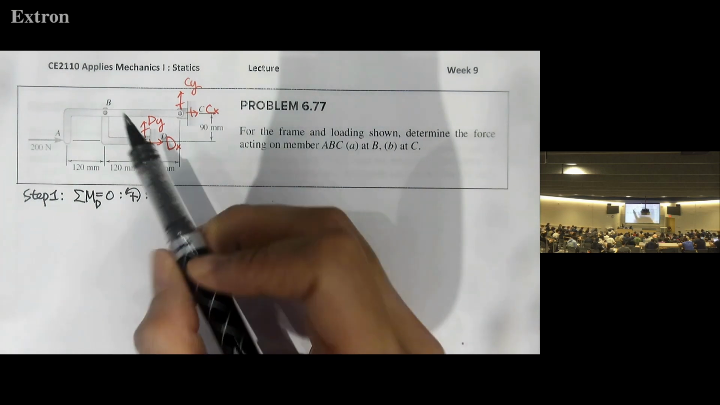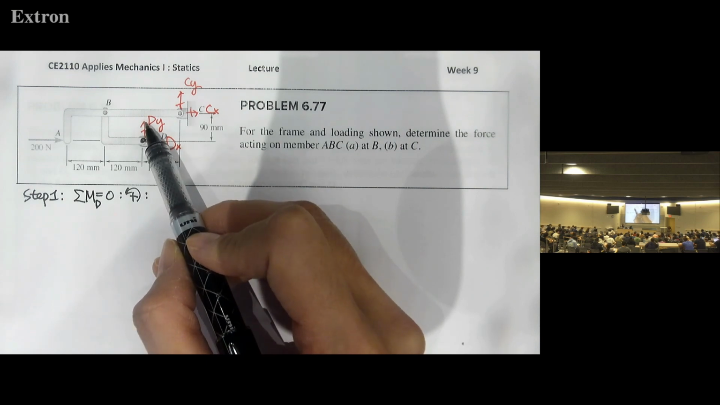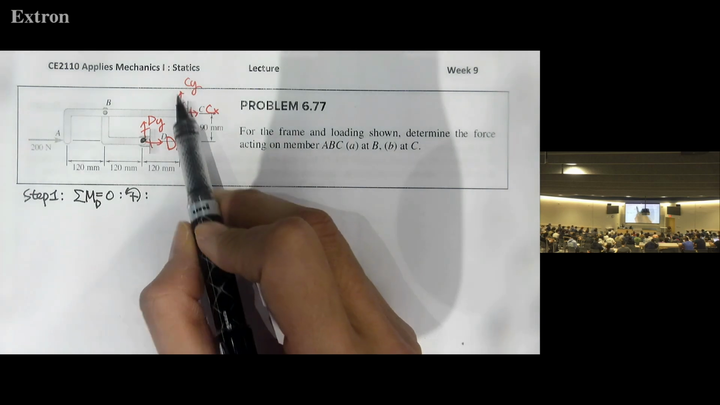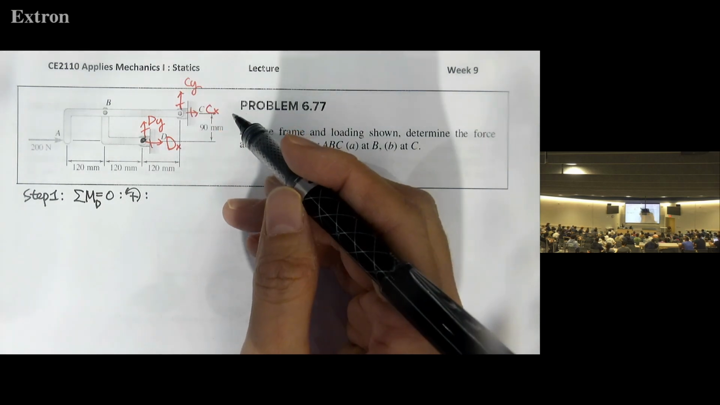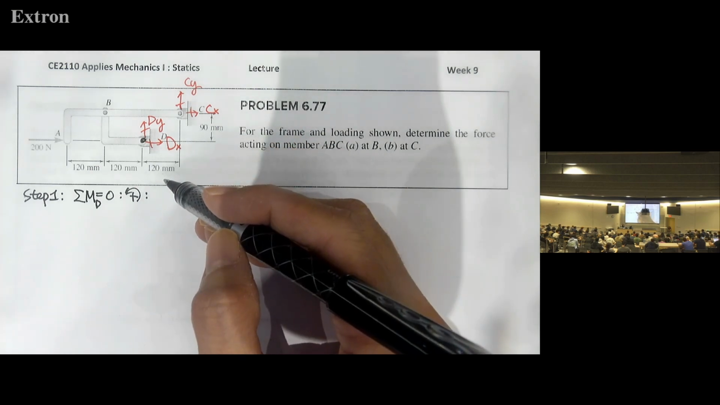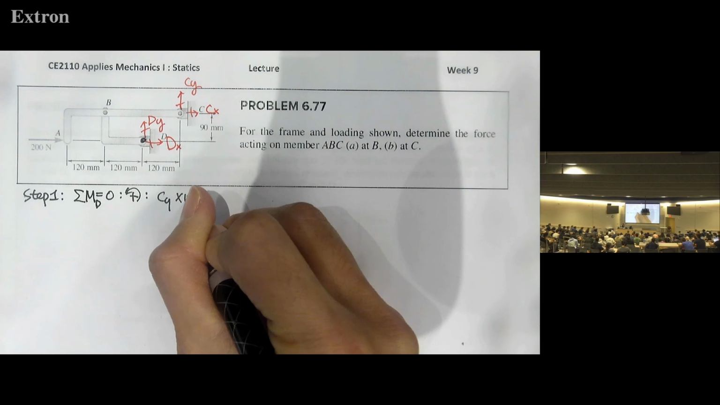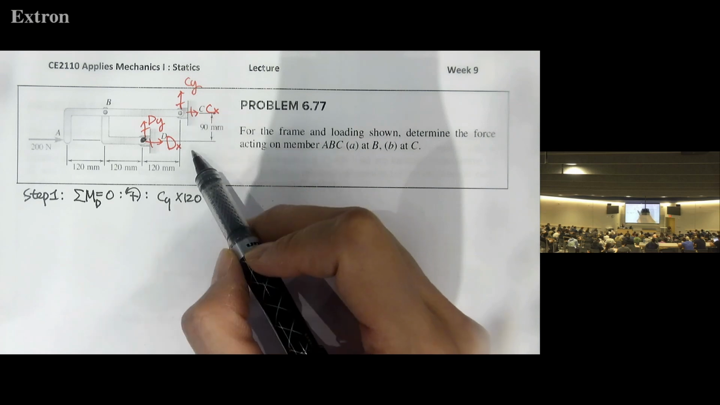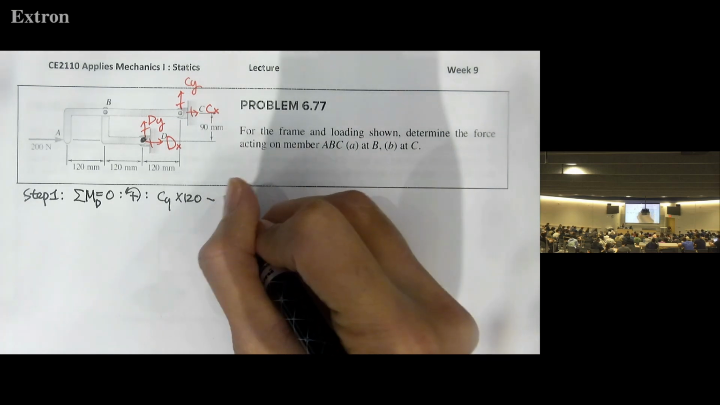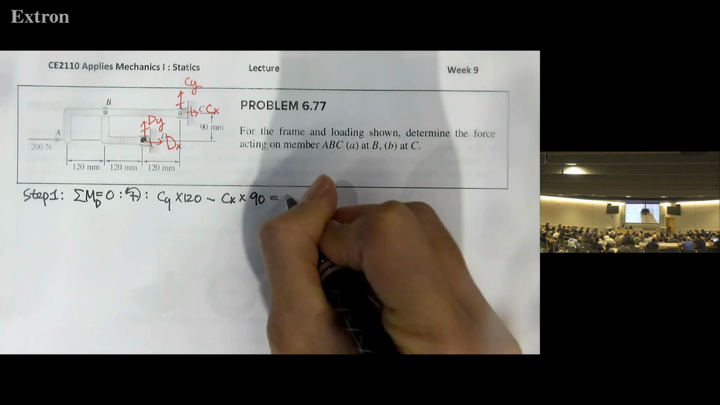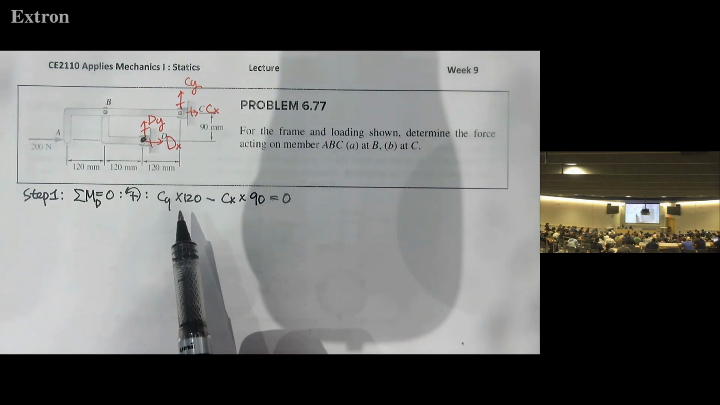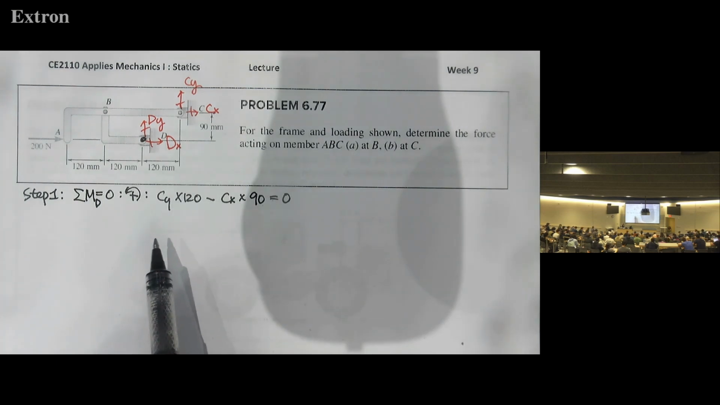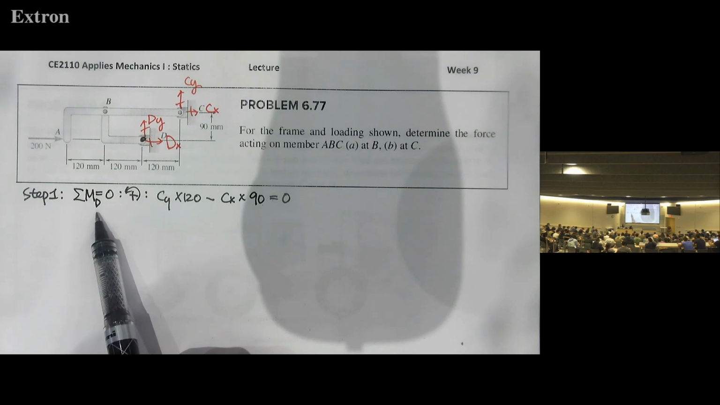Assuming one direction is positive, we can count all the moments together. So here, moment by Dx and Dy is 0. Moment by 200 is 0. And moment by Cy times 90 or 120? 120, yes. And then moment by Cx times 90, the perpendicular distance, right? And then it's negative. So we have one equation about Cx and Cy. We cannot solve it, although this is the moment equilibrium equation, right?